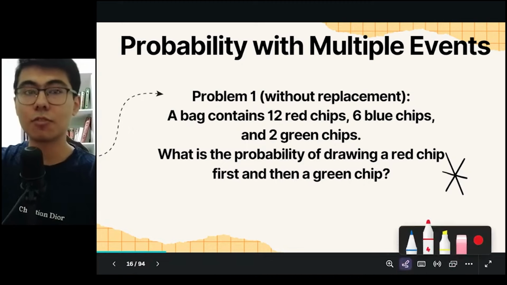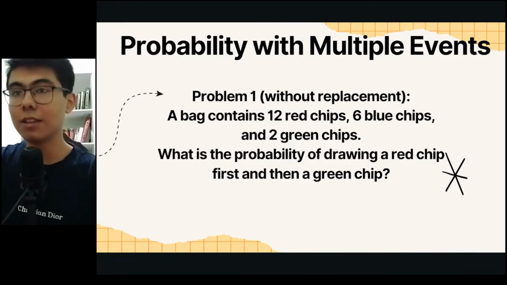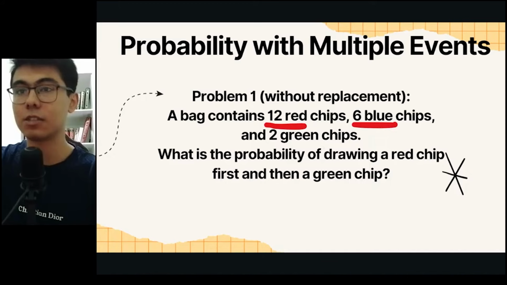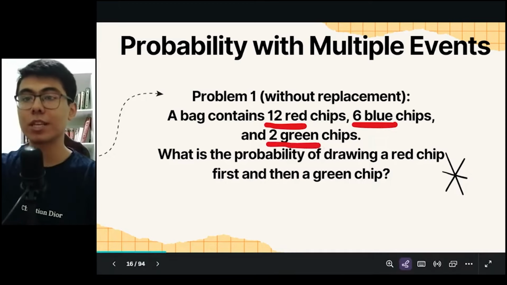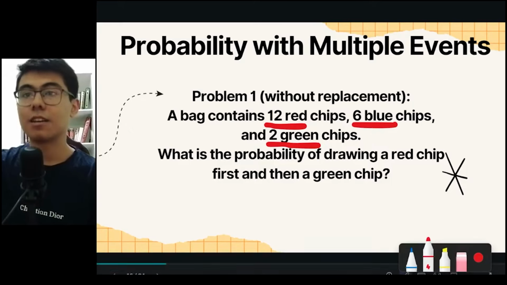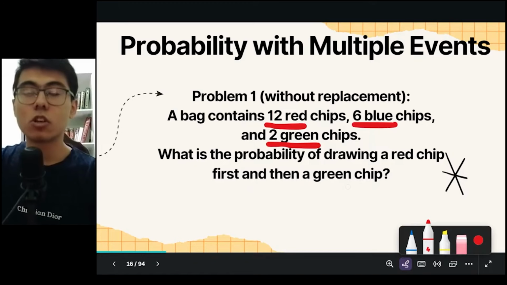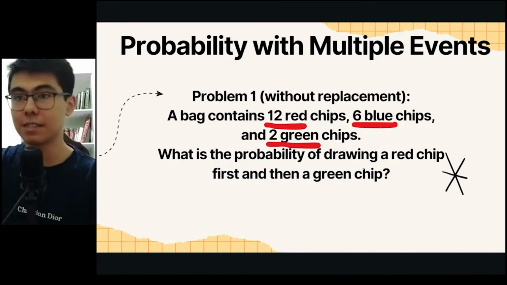So let's start off with reading the question. A bag contains 12 red chips, 6 blue chips, and 2 green chips. What is the probability of drawing a red chip first, then a green chip? So here we have multiple events. The first event is drawing a red chip, and the second one is a green chip.